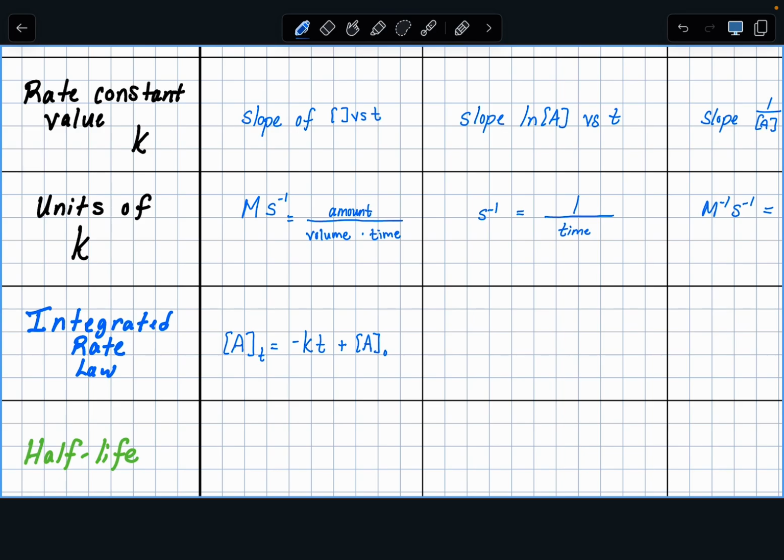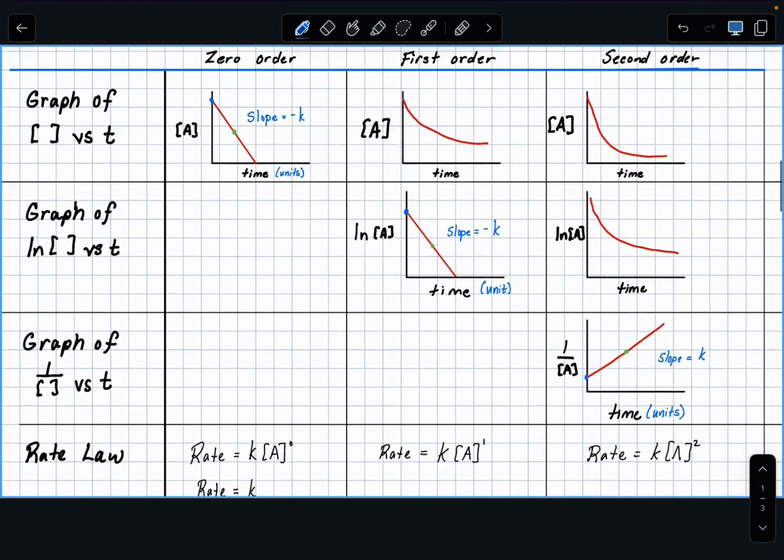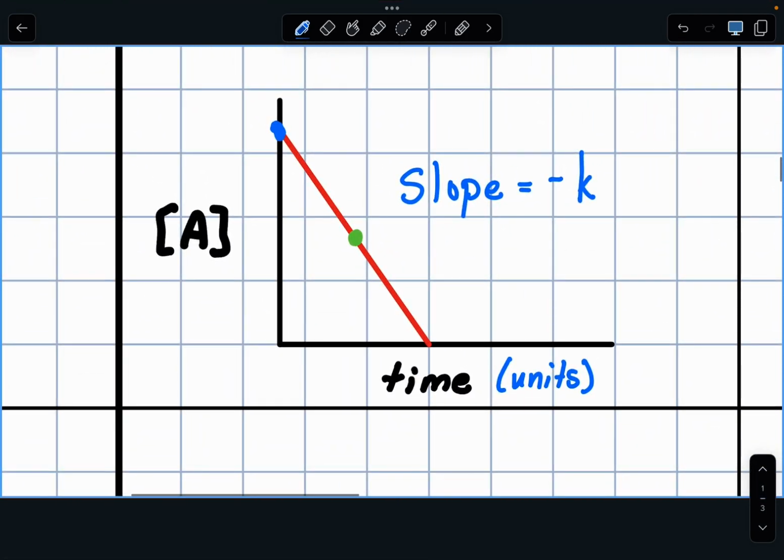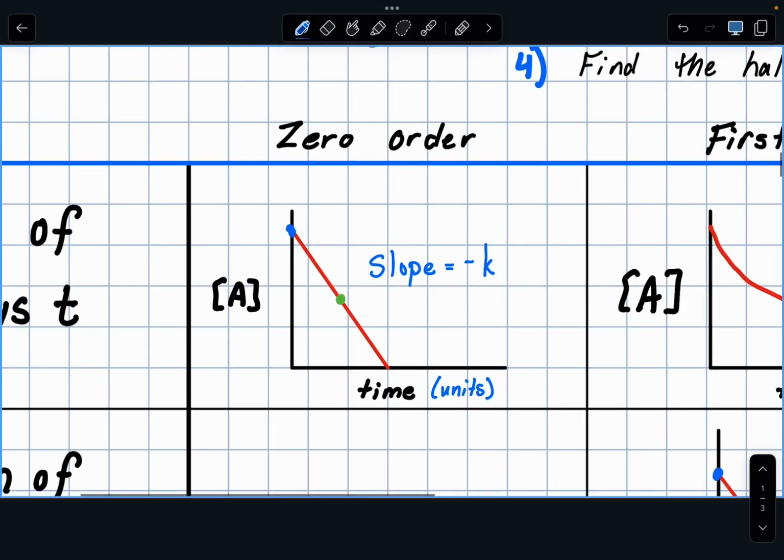So it is in y equals mx plus b form. Again, y equals, and the slope is m, or -k, x, and then plus b is the intercept. So A naught, or A0, is the initial concentration, and that's this little dot I have at the top here. Let me zoom back out a little bit. This is for the zero order.